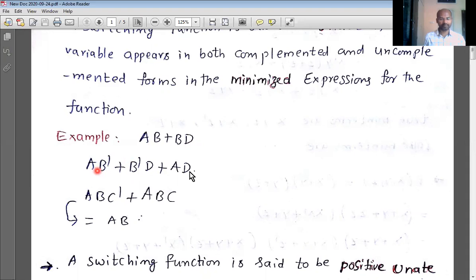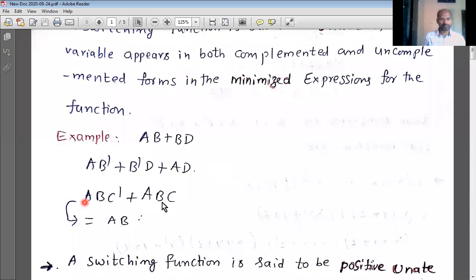And second example, this is the minimized function, and how many times is A appearing in the minimized expression? 2 times. In both the places, A is in uncomplemented form, and B is appearing 2 times, in 2 places. In both the places, B is in complemented form. Doesn't matter in which form it appears, in all the places the form should not change. And D is appearing twice. In both the places, it is in uncomplemented form. So the second example is also a unit function.